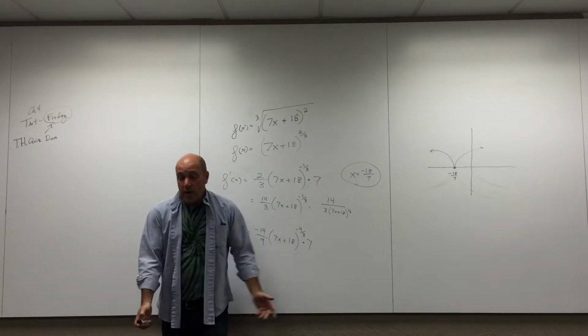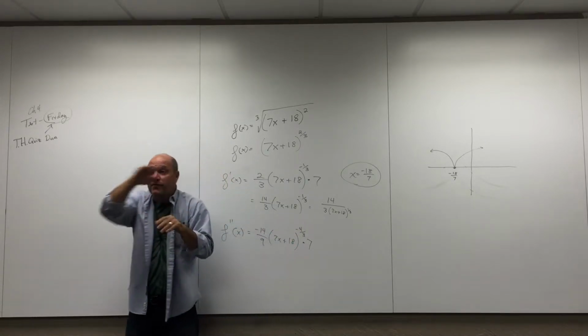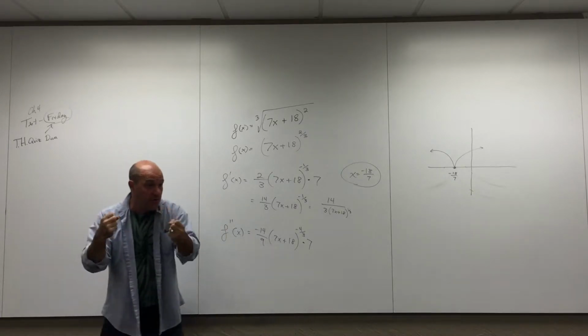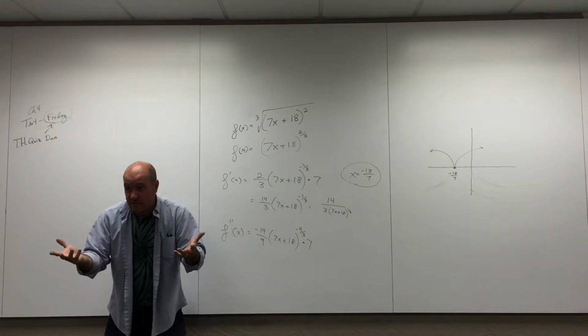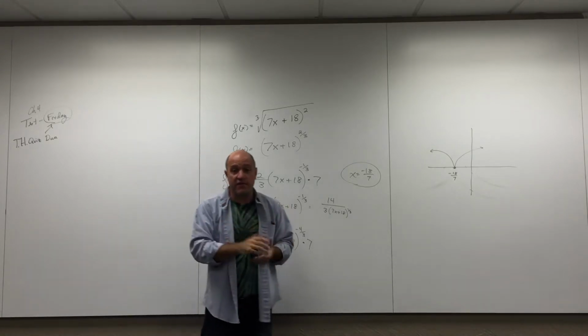By the way, there's two kinds of critical numbers, right? There's the kind that make the derivative 0, and there's the kind that make the derivative undefined. Both of those are critical numbers. That's the definition of a critical number. It says it makes the derivative 0 or makes the derivative undefined.